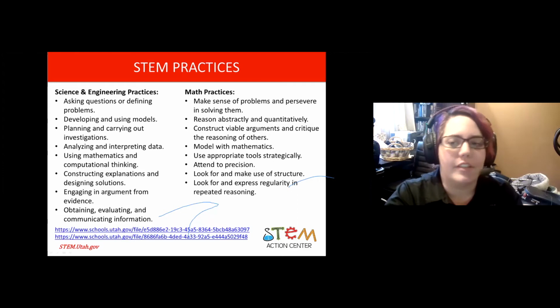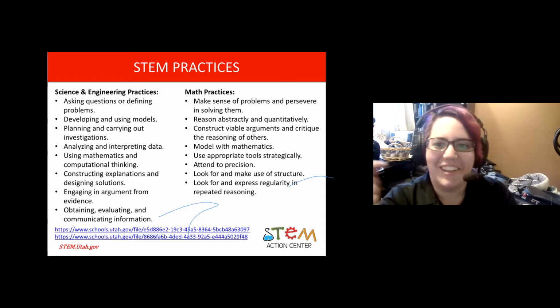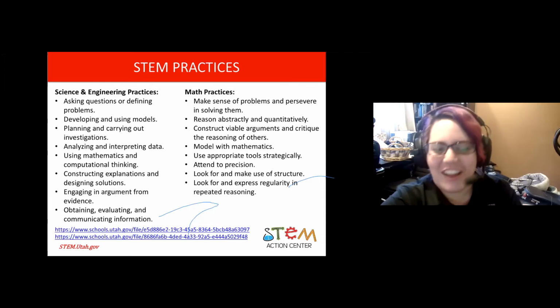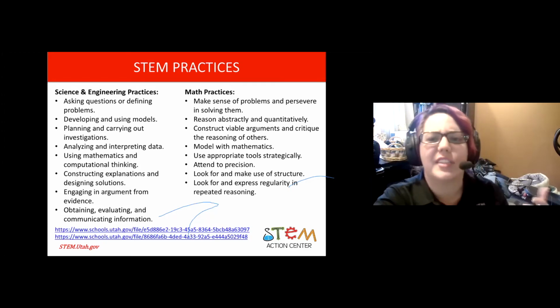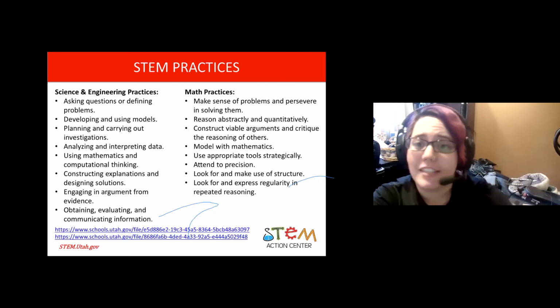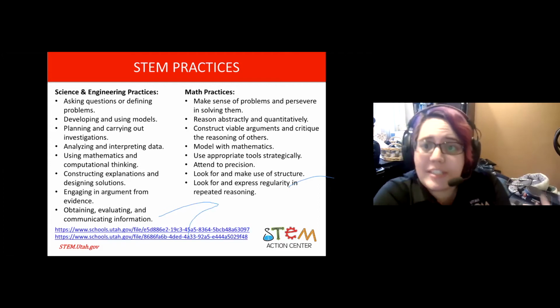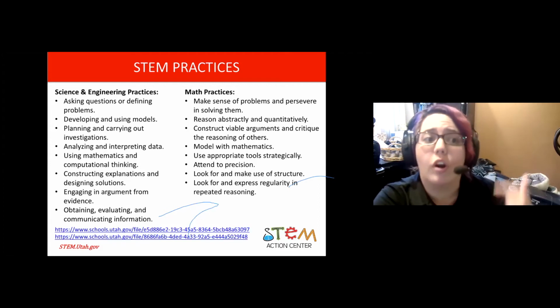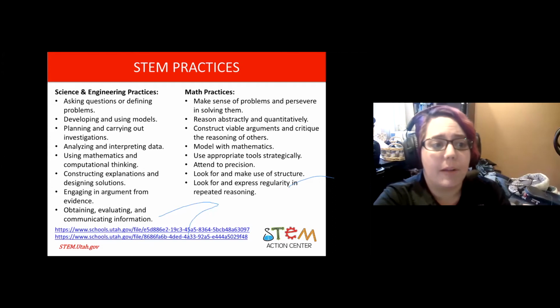Planning and carrying out investigations. This is a fun one. This is my favorite one. If you have a question and then you try to find the answer to that question, you've planned and carried out an investigation, right? There are some specific scientific skills with that, right? We talk about controls and variables and how to get really accurate information, but being in this habit of having a question and trying to figure it out, that's a STEM practice. We don't always think of it that way, but it's one of the core practices for science and engineering.